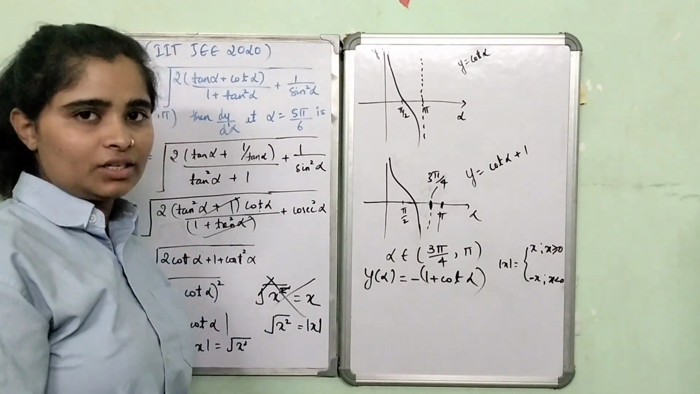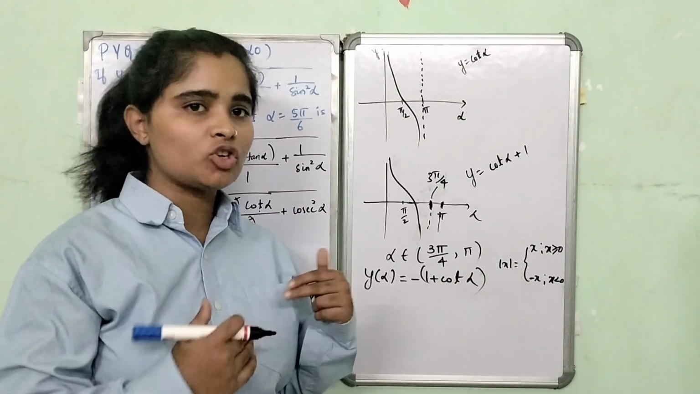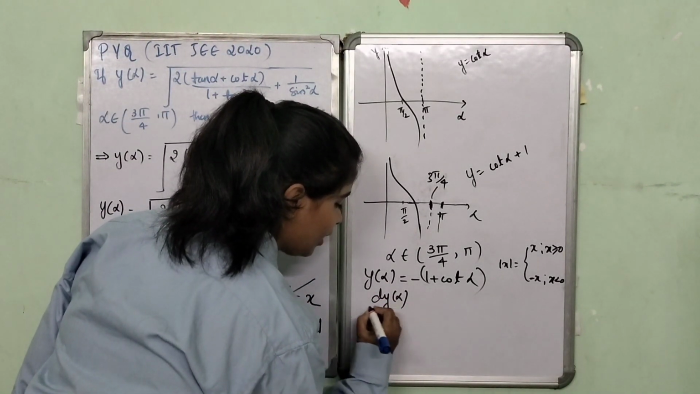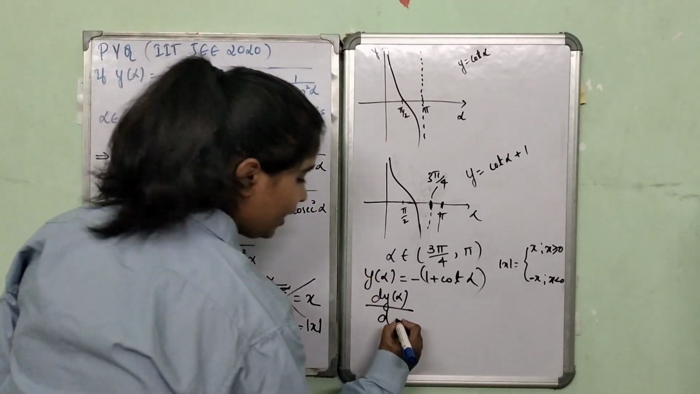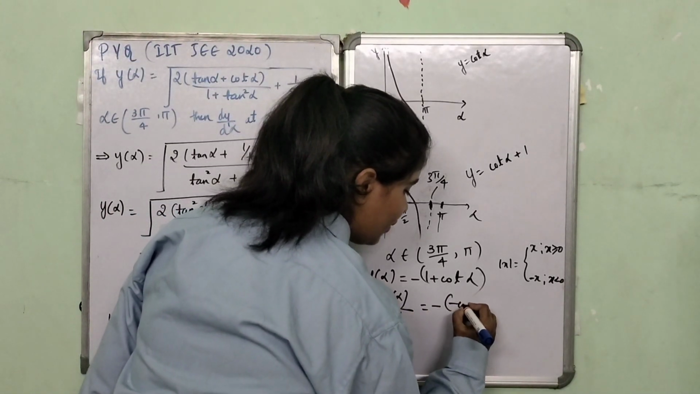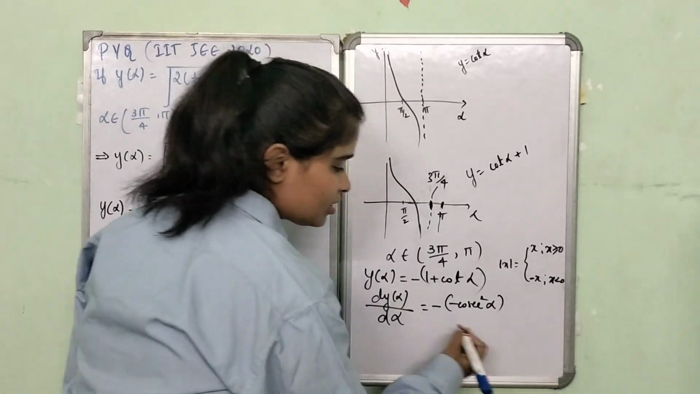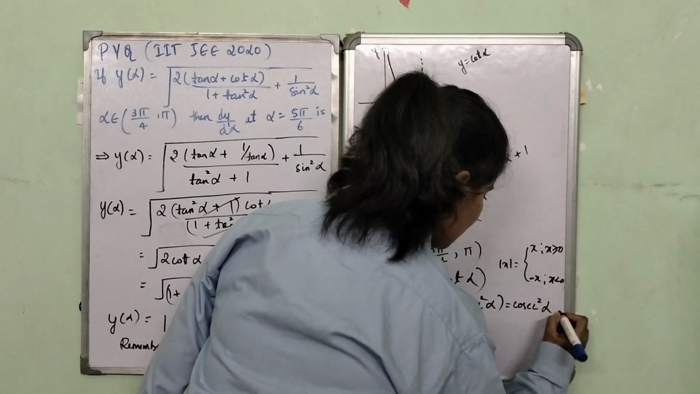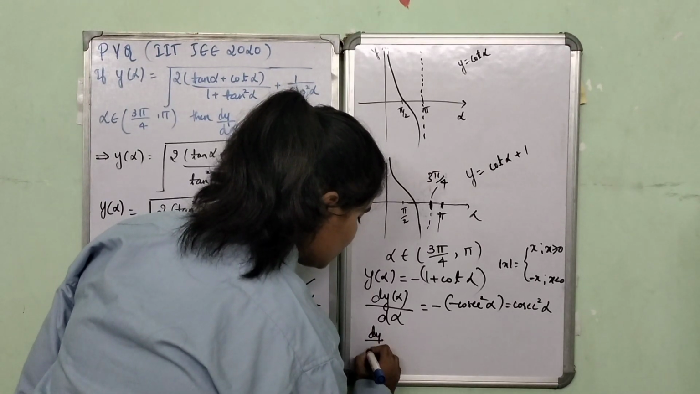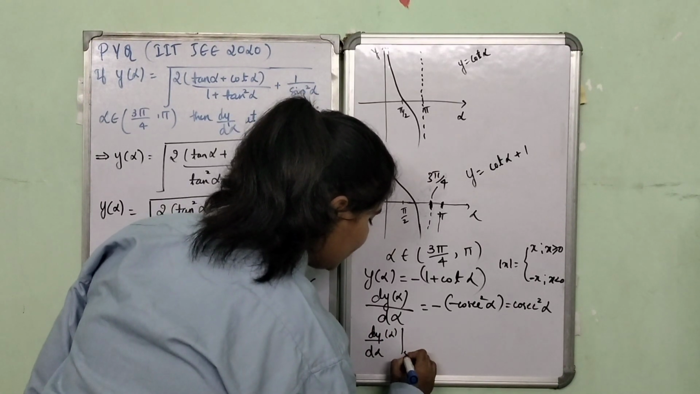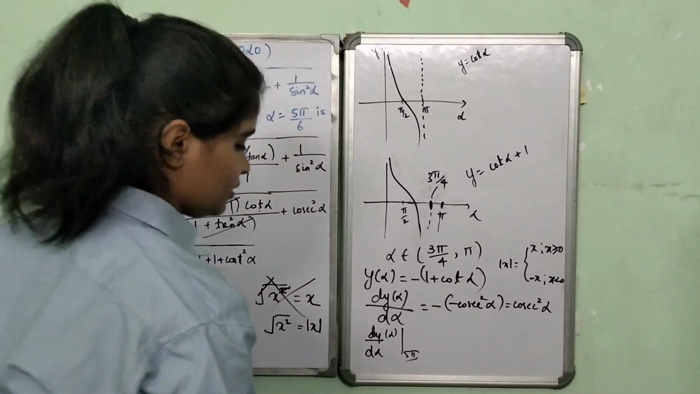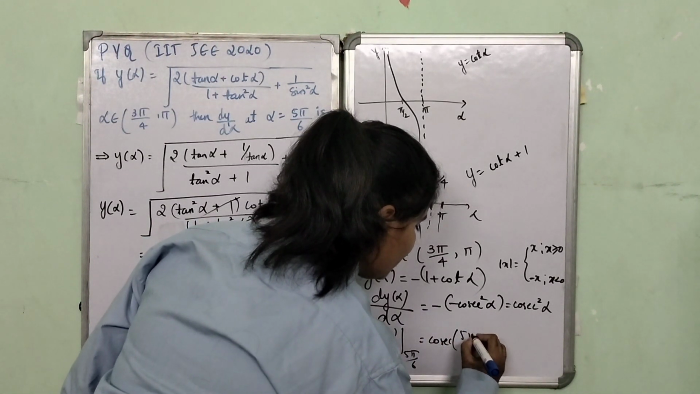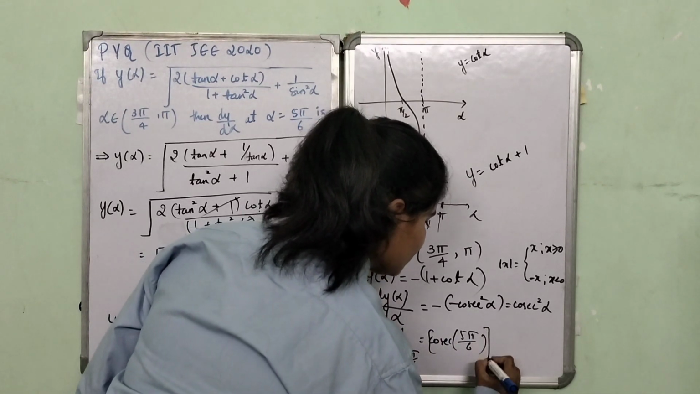Now this is fit for differentiation. There is no such restriction that can stop us from differentiating this function. Now let's differentiate. dy by d alpha will be equal to minus of minus cosecant square alpha, which is a basic formula that we have to know. So this will give us cosecant square alpha. Now since they have asked for d by d alpha at the point 5 pi by 6, we will be getting cosecant 5 pi by 6 whole square, right?